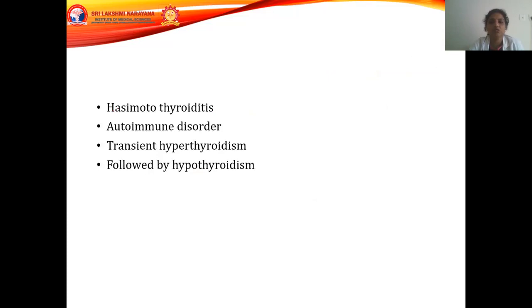Okay. So causes are Hashimoto's thyroiditis, an autoimmune disorder, and it is actually a transient condition where the destruction of the follicles occurs, and hence there will be release of the T3 and T4 hormones from the colloid. So after that period where these hormones are all released, there will be another transient period of hypothyroidism. So there is a transient increase in the thyroid hormones followed by a decrease. This is Hashimoto's thyroiditis, which is an autoimmune disorder.